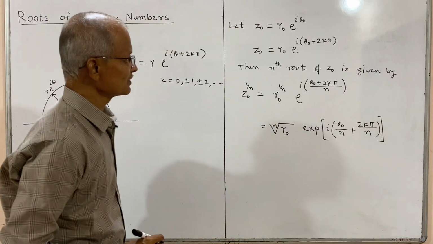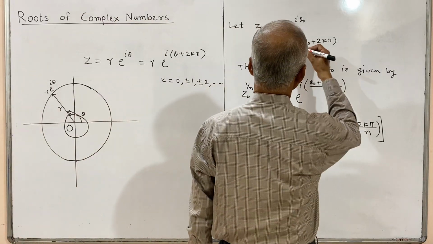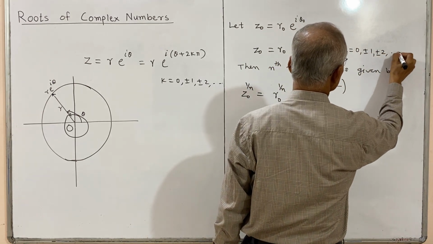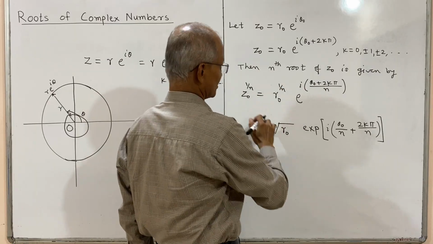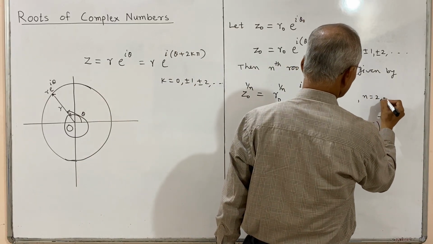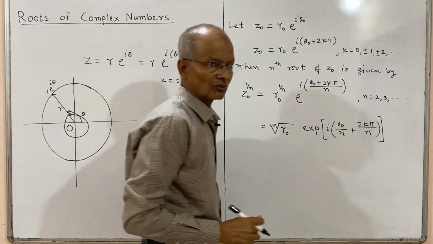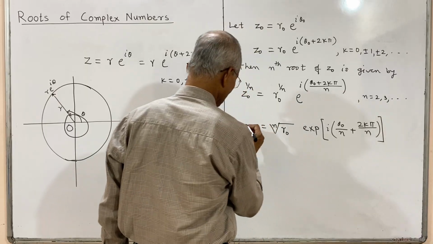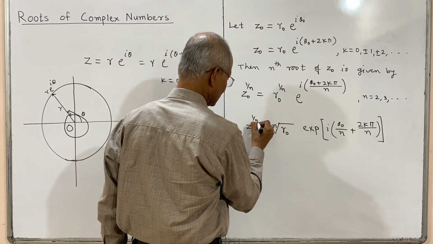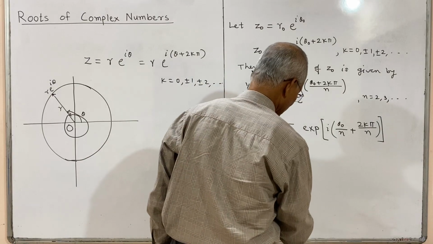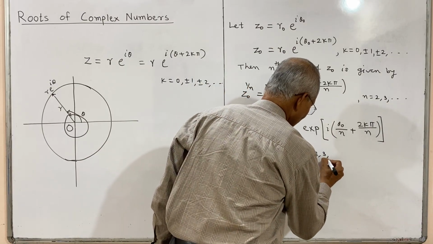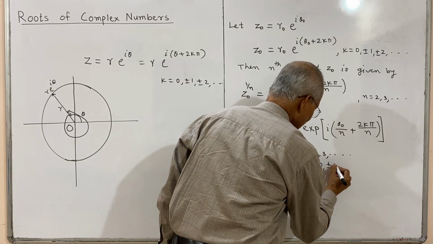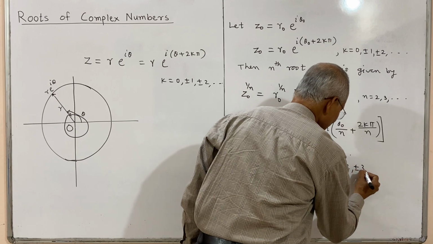Here k takes values 0, plus minus 1, plus minus 2, etc. And here n is equal to 2, 3 and so on, a positive integer, and this is the nth root, z naught raised to 1 by n. This gives the nth root of z naught, where n is equal to 2, 3 and so on, and k is 0, plus minus 1, plus minus 2, plus minus 3 and so on.